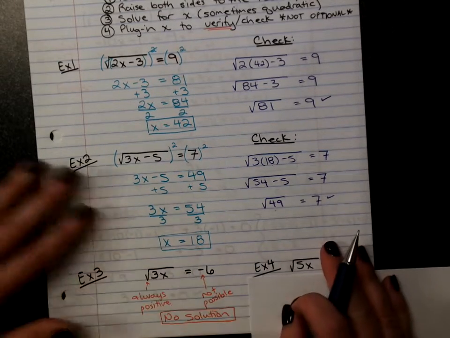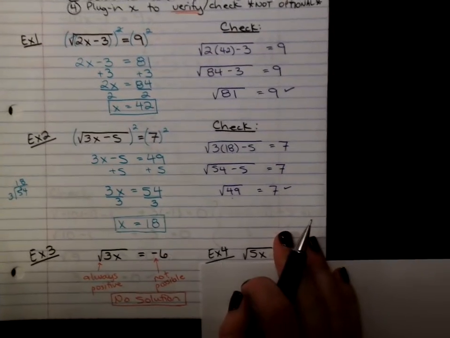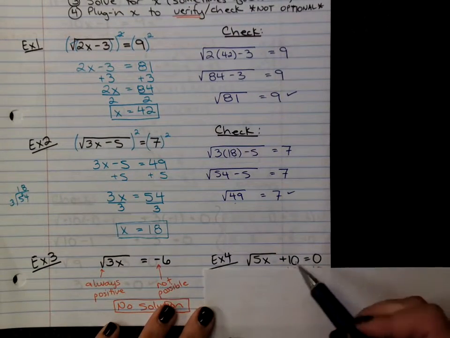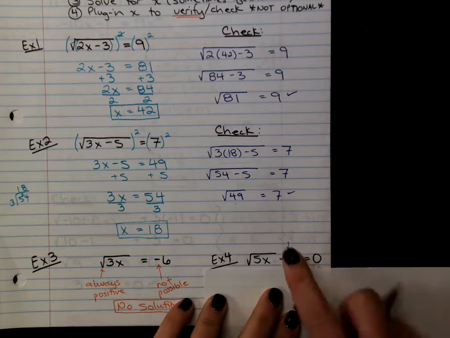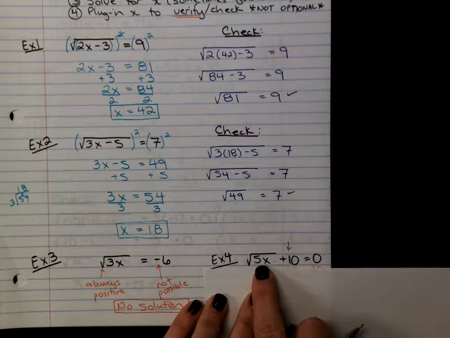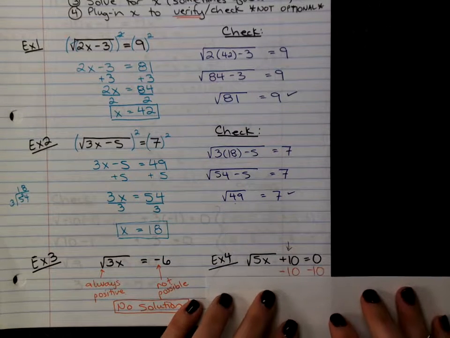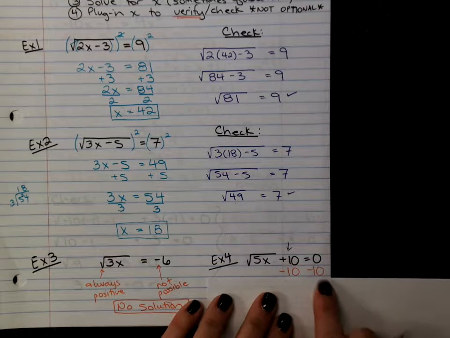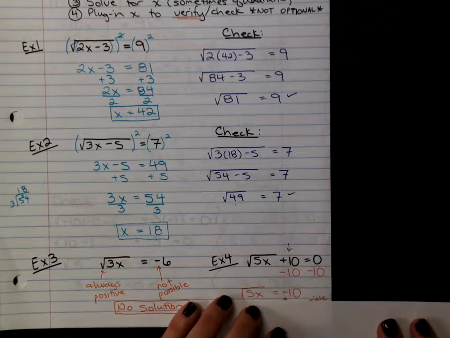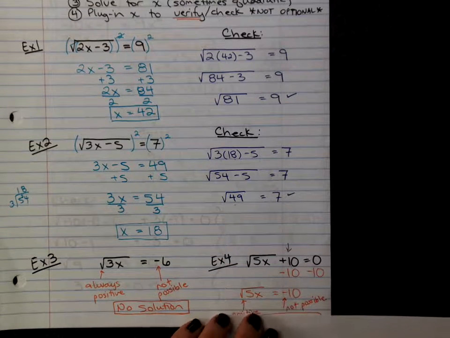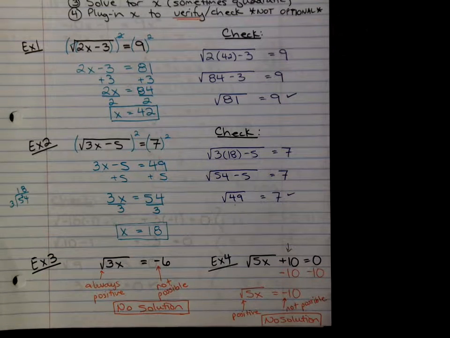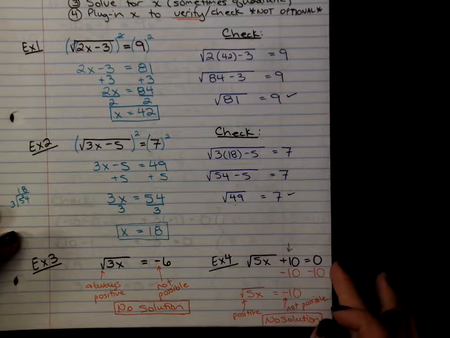Let's look at this example. If I have the square root of 5x plus 10 equals 0, the first thing we need to do is move that 10. Notice that the 5x is under the radical, the 10 is not. So the first thing we need to do is move that 10 to the other side. Once we do that, we get the square root of 5x is equal to negative 10, which again is not possible. So if I try to take the square root of something, I cannot get a negative result. So there's another example of no solution.